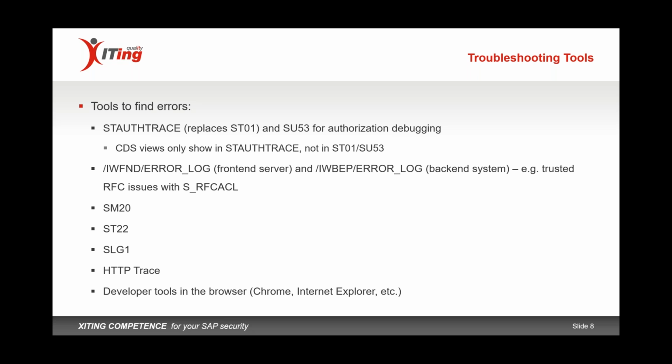We can jump into different attributes, like for example the CDS, which I'll show here in just a little bit. So all those instruments and those tools are still available when it comes to finding authorization issues.